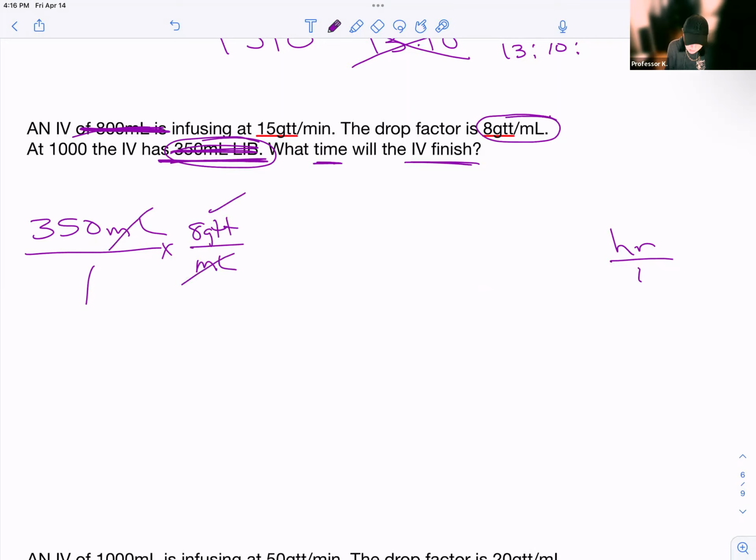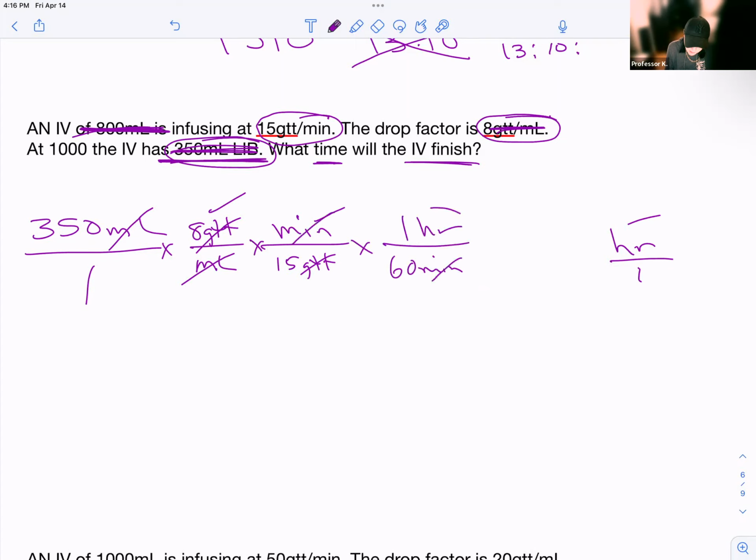Now, how do I get rid of drops? Well, I look to my problem. The only thing with drops in it is 15 drops per minute. Gets rid of my drops. Now, how do I get minutes and hour? Well, there's 60 minutes in 1 hour. Beautiful. Now I have hour. I've used every single thing in my problem. There's nothing else that I can use until I'm doing my final step, of course. So now I do my math.